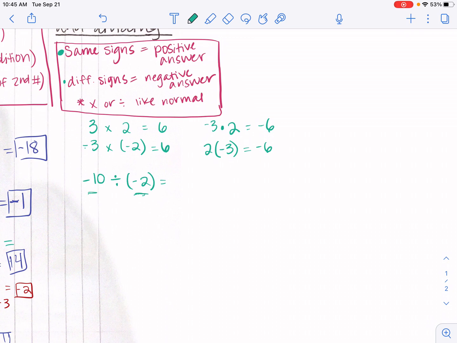What could I multiply -2 by to get -10? Well, the only thing I can multiply -2 by to get -10 is a +5. So that's my answer there. Okay. You might see division looking like this.